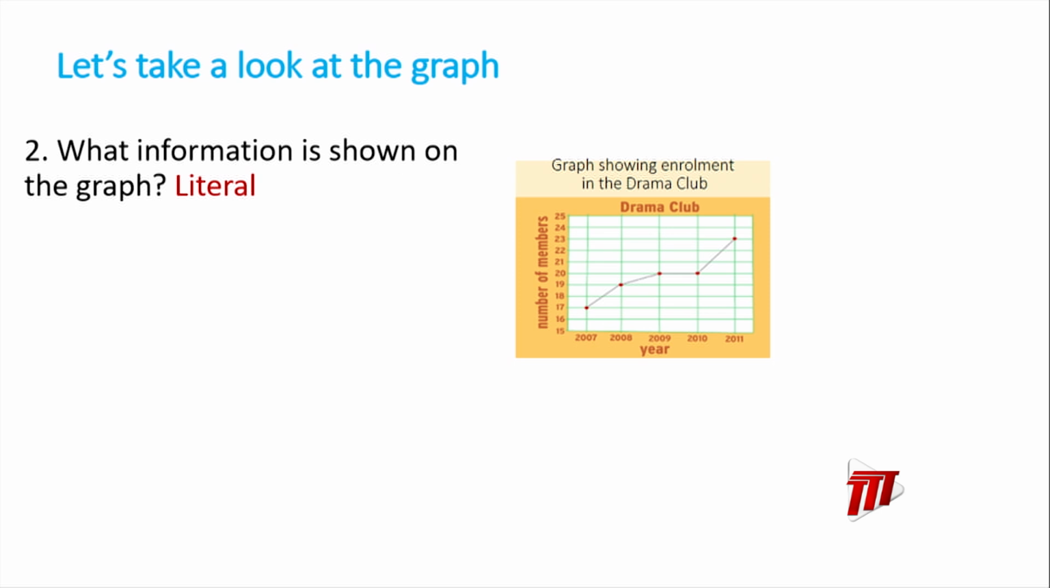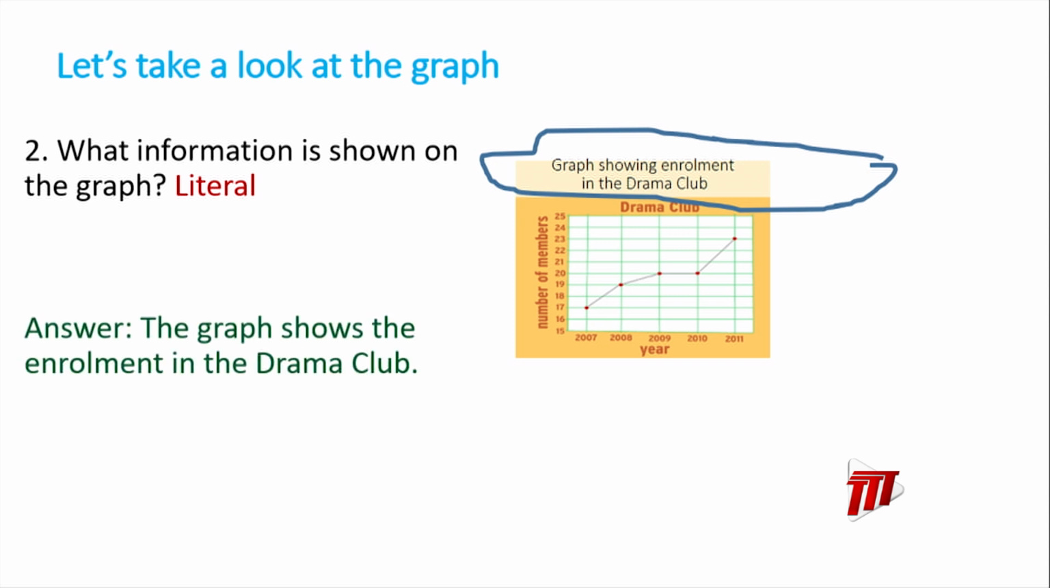And this question is, what information is shown on the graph? And it's a literal question, so the information is there. From your mathematics, you would know that the title of the graph tells us what the graph is about or what information is presented on the graph. So by looking at the title, graph showing enrollment in the drama club, we can come up with the answer to this question, because this question is a literal question. The answer to the question is stated explicitly on the graphic.